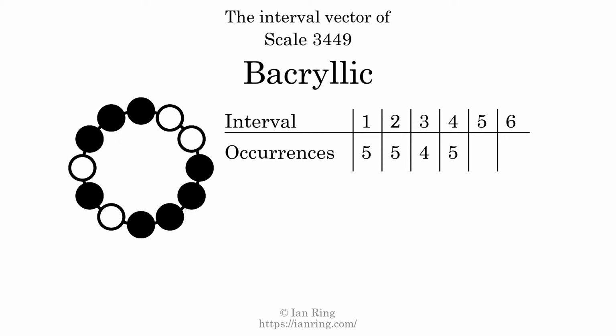There are 5 intervals with the size of 4 semitones. They are here, here, here, here, and here. There are 6 intervals with the size of 5 semitones. They are here, here, here, here, here, and here. There are 3 intervals with the size of 6 semitones. They are here, here, and here. Each interval does not appear in this scale a unique number of times, so this is not a deep scale.